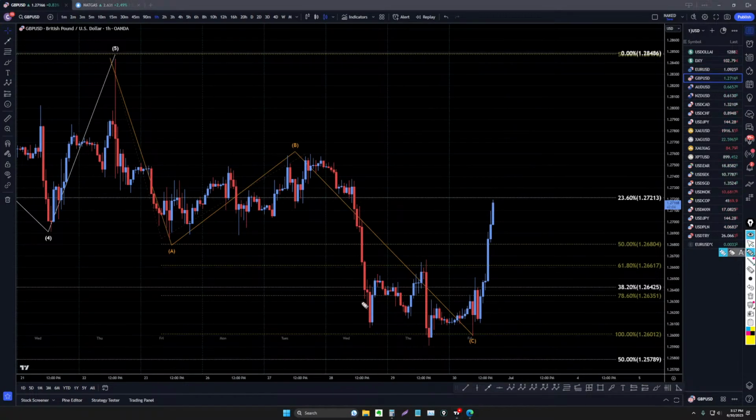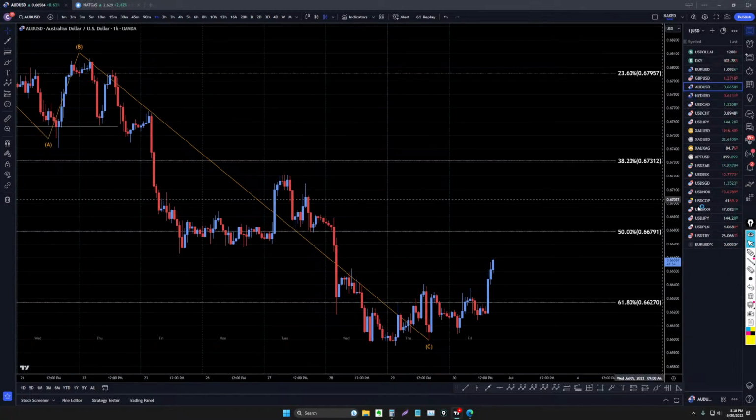Same thing with the pound dollar. Look at the breaks of structure. End of a wave C. Definitely the end of a correction, I would say. So I think these trades are going to be worth holding on to for a while. Probably all the way throughout next week.